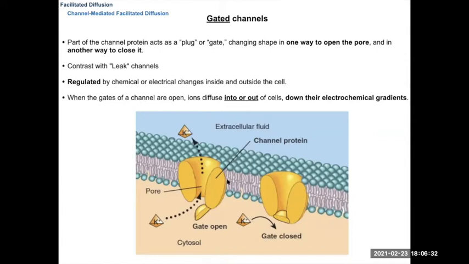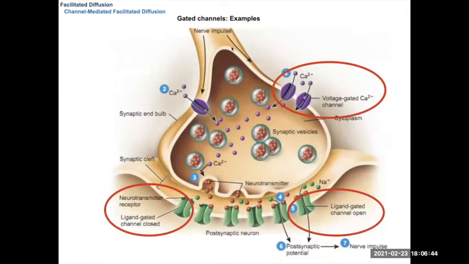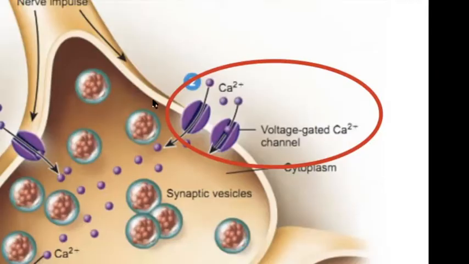These gates can be regulated in a couple of different ways. They can be regulated based on different things going on around the cell, right? So let's just look at a couple of examples that we're going to run into during the course, when we get to the nervous system. We're going to see this action potential come down a nerve. There's going to be this electrical signal, a voltage change that happens.